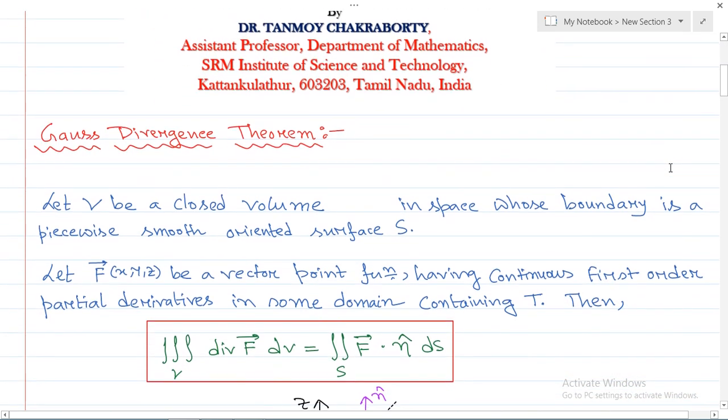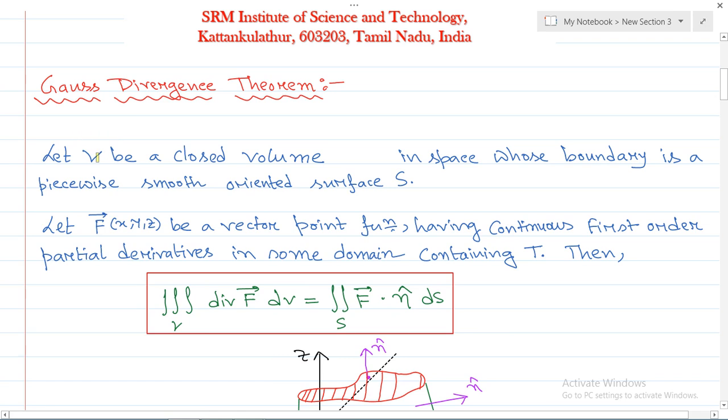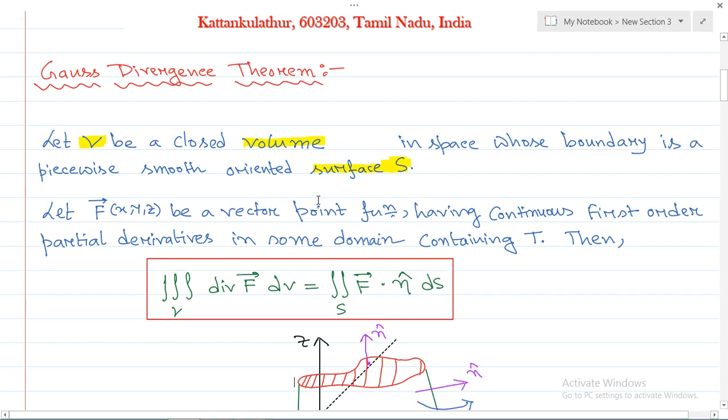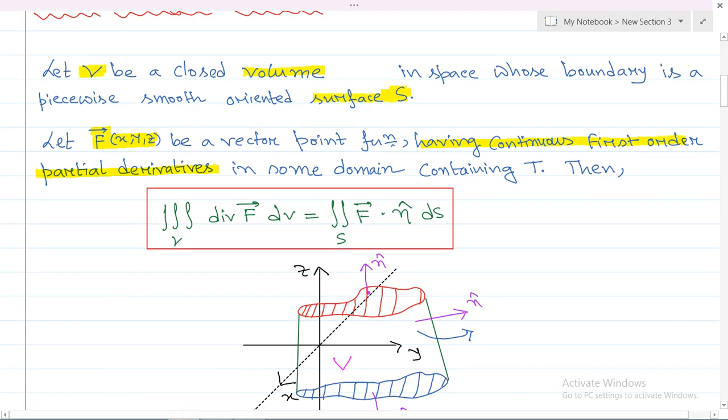So what does the statement of the Gauss Divergence Theorem say? It says that suppose we have a volume V, which is a closed volume in space whose boundary is a piecewise smooth oriented surface capital S. That is, we have in space one volume that is bounded by a surface S. Now we consider a vector point function f of xyz, and this function must be continuous and have continuous first order partial derivatives in the domain containing the volume V.